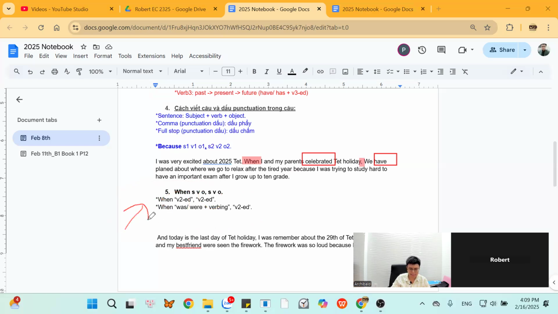Yeah, you can give me an example. You can give an example to help me understand what you want to say. So when we use verb two and verb two in the sentence with when? Yes, I'm listening.